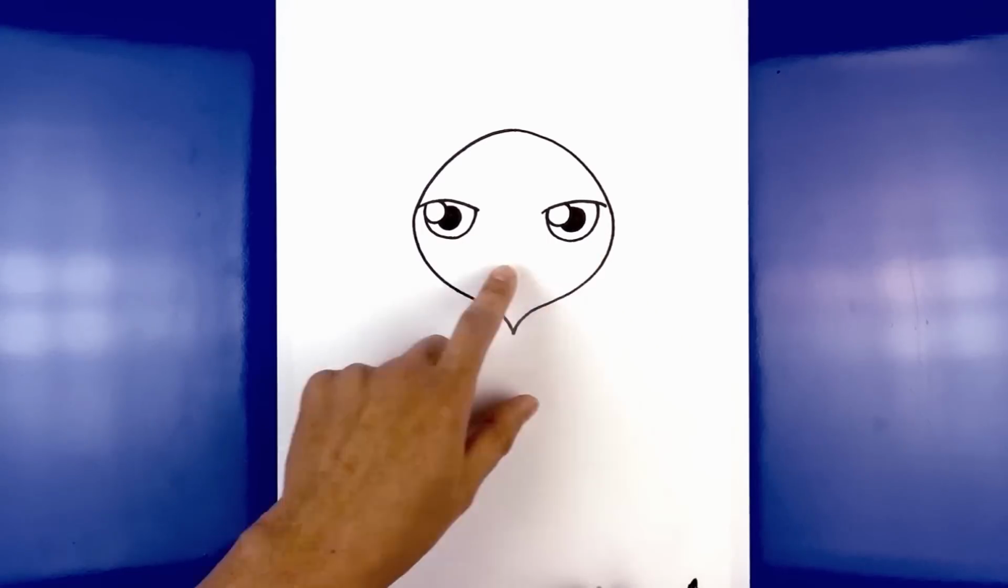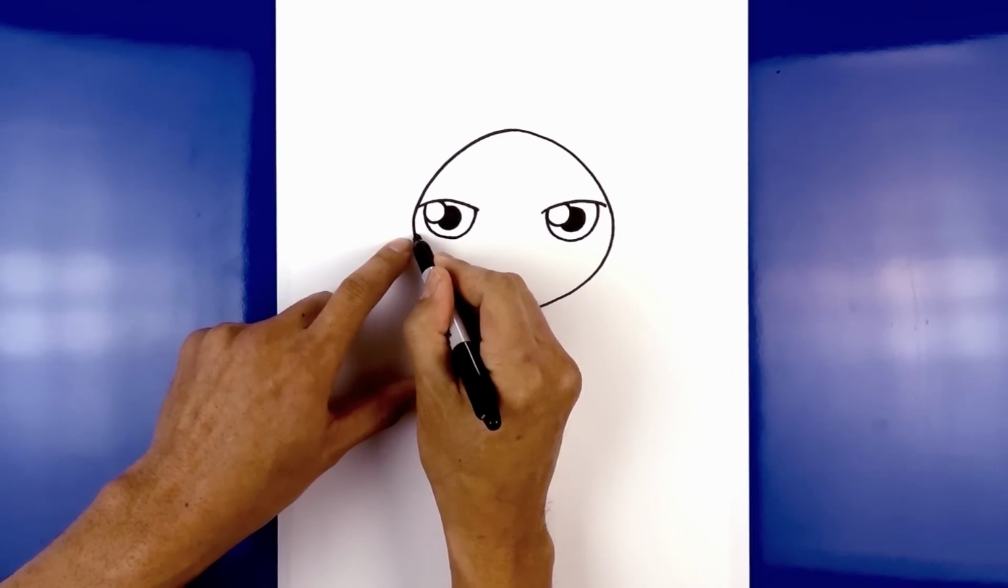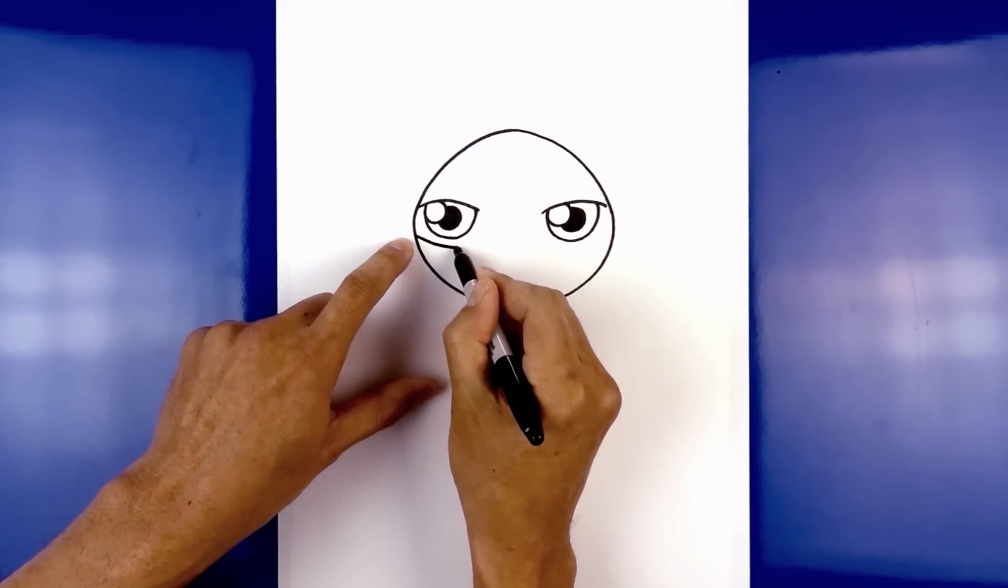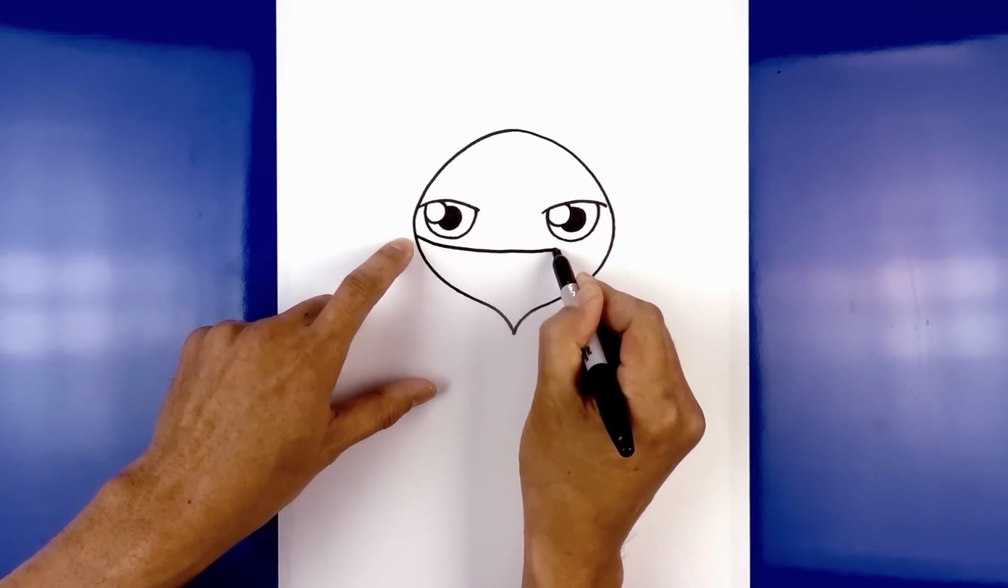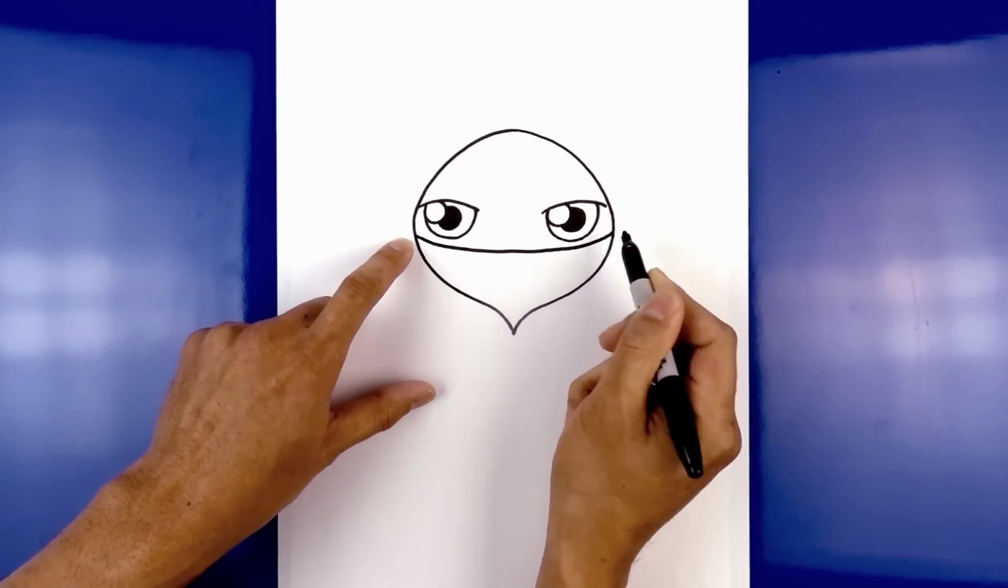Let's draw on the edge of the mask. Over on the left side, we're going to curve down underneath the left eye, go across the middle, and then back up on the right.